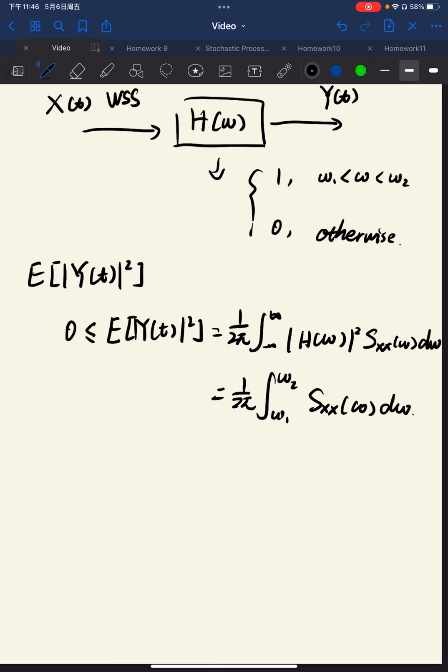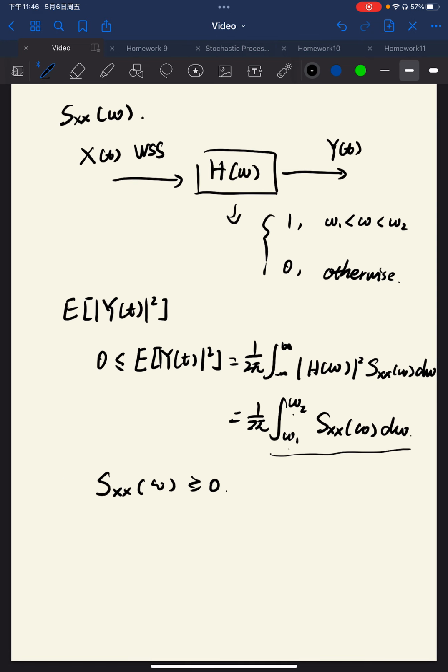so whenever we take any kind of omega 1, omega 2, the area of the spectral density is always non-negative. So this is possible only if the spectral density is larger than or equal to 0 for every omega. And we finally proved the problem.